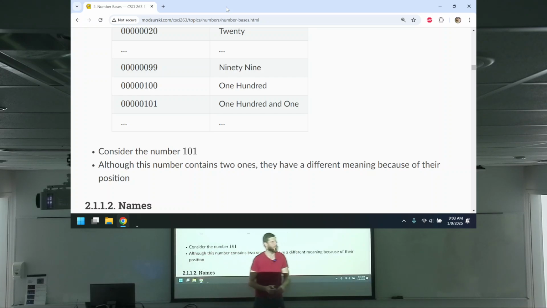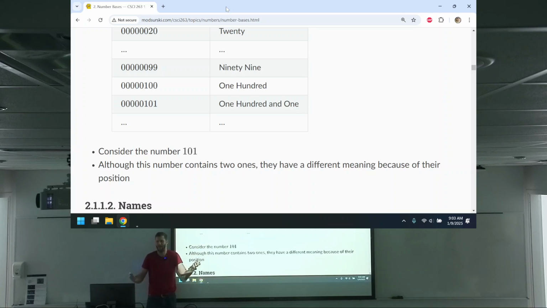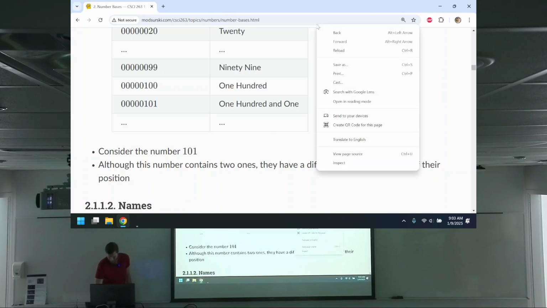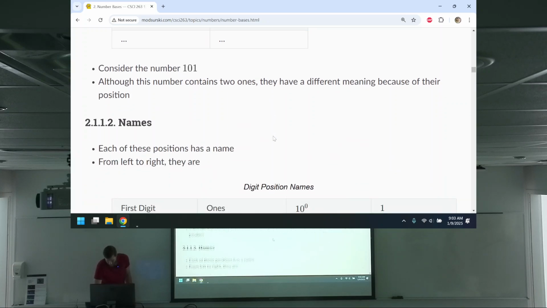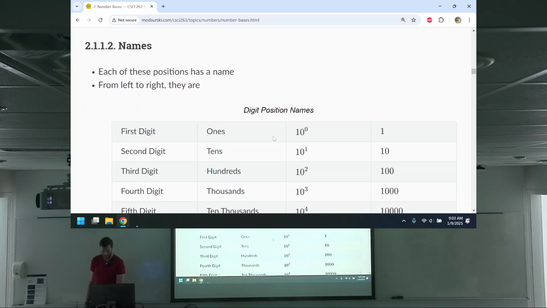Although the number 101 contains 2 ones, those ones have entirely different meanings based on where they are in that number. Do you agree? This 1 and this 1 have different significance. Each of these positions has a name, from right to left. There's a typo someone can fix on GitHub real quick if they're feeling bold.